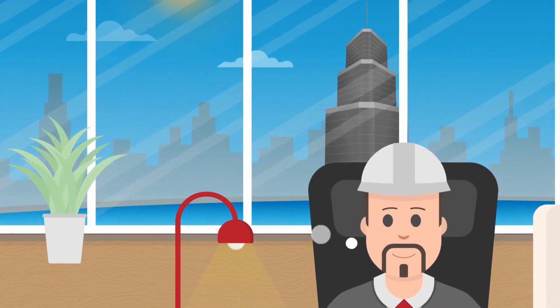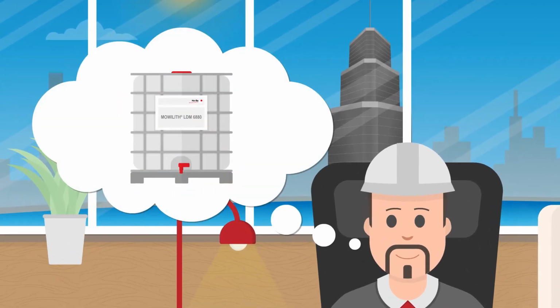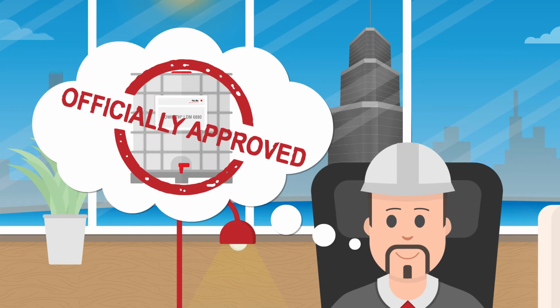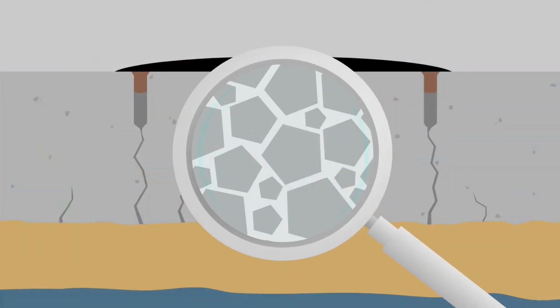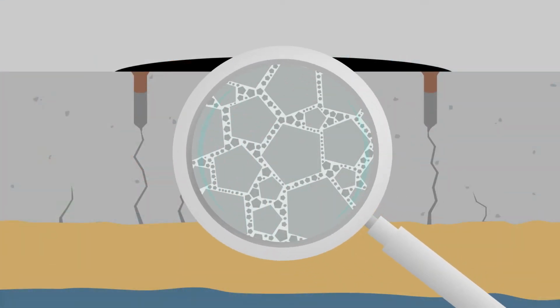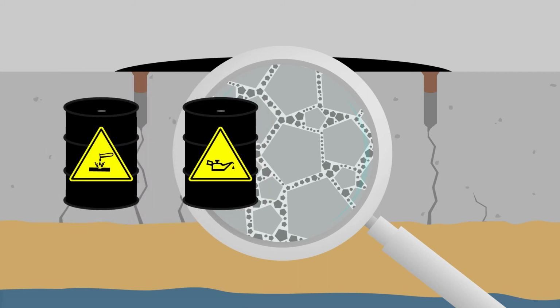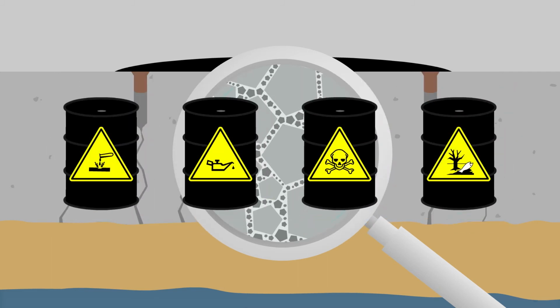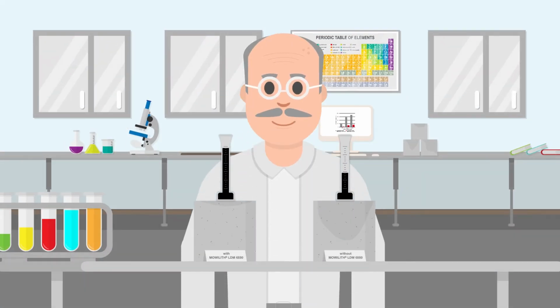That's why he's planning his project using the concrete additive MOWILITH LDM 6880. MOWILITH LDM 6880 is an officially approved dispersion that safeguards concrete and increases its life cycle. The product significantly improves the impermeability of concrete and increases its resistance towards acids, oils, chemicals, and other substances hazardous to water. This is verified by determining penetration depth.